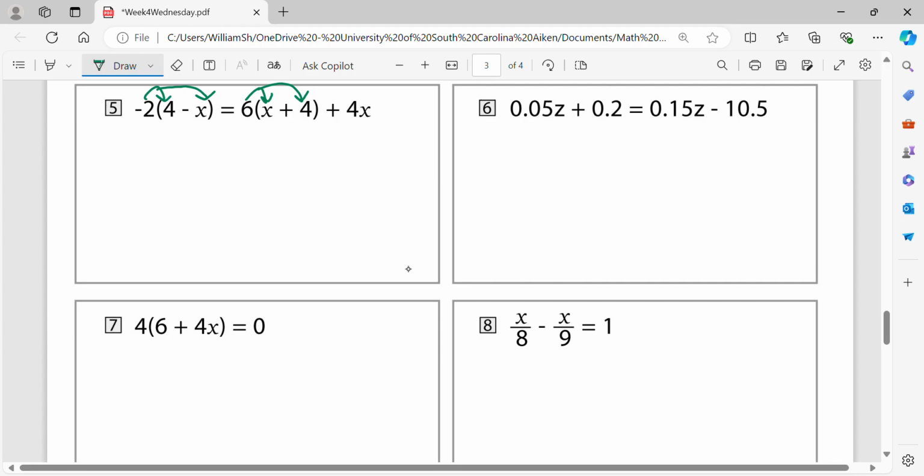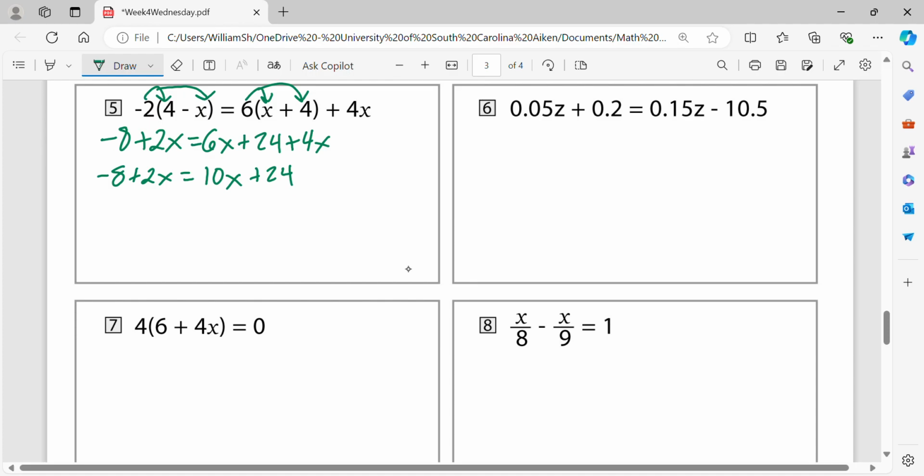So I have negative 2 times 4 is negative 8. Negative 2 times negative x is positive 2x. 6 times x is 6x. 6 times 4 is 24. And then we still have to write that plus 4x on the outside. Now the left-hand side is as simple as we can make it for the time being. But the right-hand side, we can combine this 6x and this 4x to give us a 10x plus 24.